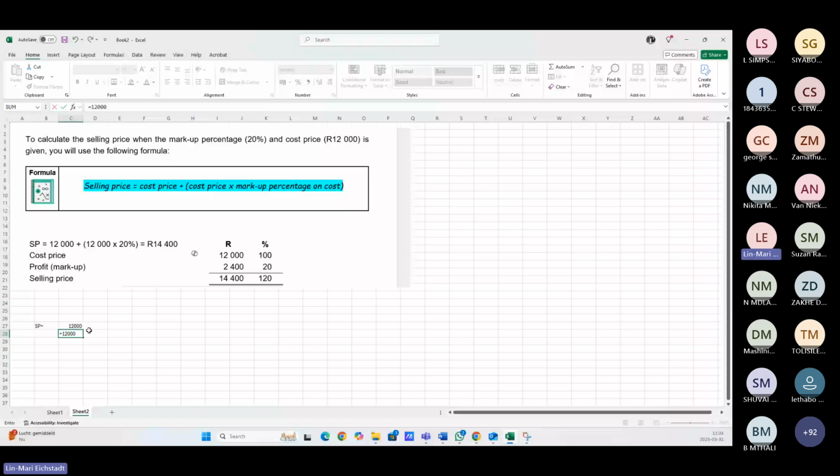It doesn't allow me to show you guys, but basically it's 12,000 times 20%. So 20% of 12,000 is your 2,400. And to get your selling price, you then add your 12,000 to your 2,400, which would give you your selling price at the end, being your cost price plus your markup.